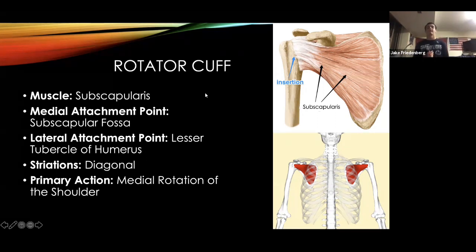If you're looking at the scapula, at the interior portion of the scapula, you'd have a lateral attachment point of the lesser tubercle of the humerus, and then this subscapular fossa would be around here if you're looking anteriorly at the scapula. And to decrease this angle, you'd have to medially rotate your shoulder joint. So you'd be moving your shoulder joint towards the midline of your body. And that would decrease the angle.